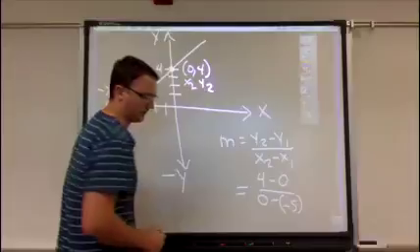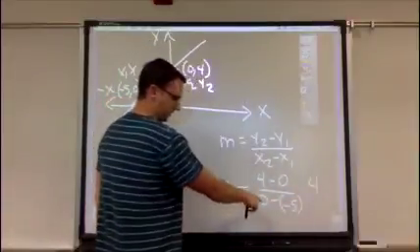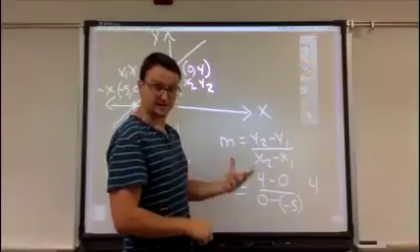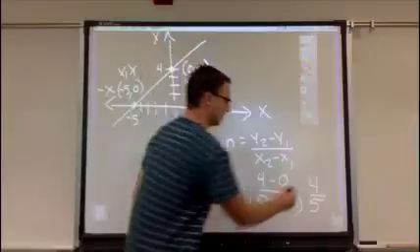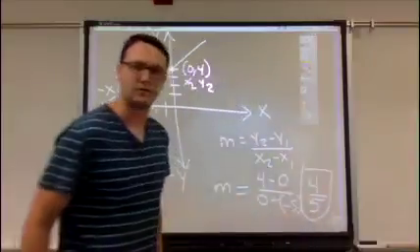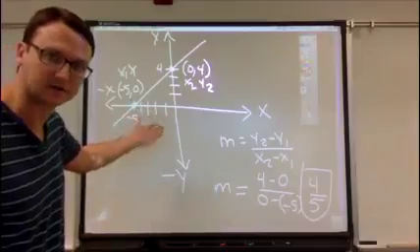This ends up being 4 minus 0 is 4. 0 minus a minus 5. So 0 plus 5 is 5. So that is our slope. 4 over 5. We just found our slope. Without even knowing points, we can find out our slope.